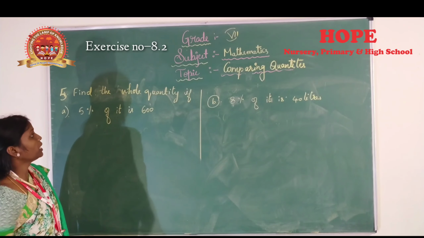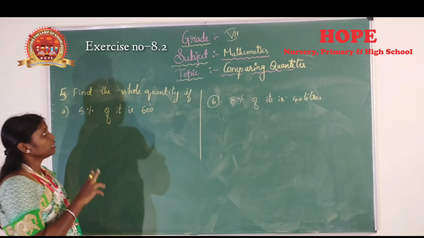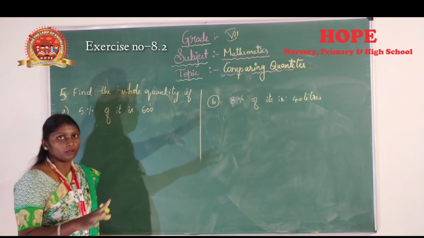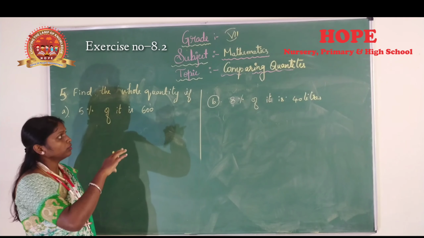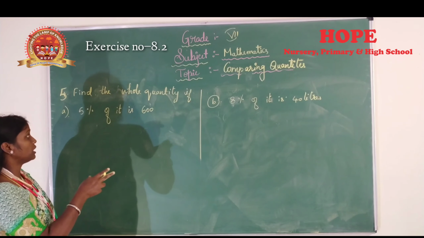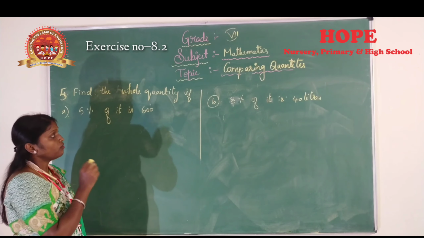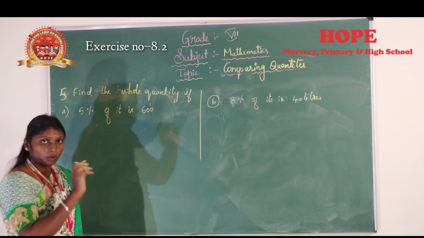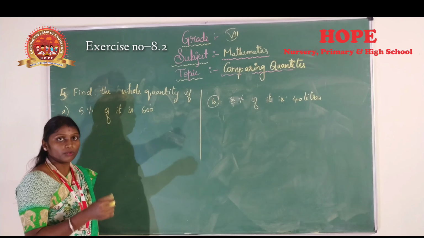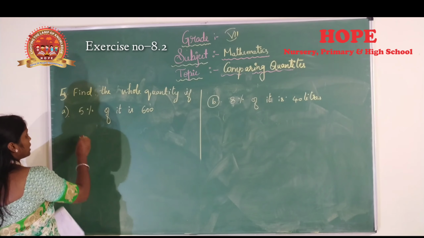Okay, the fifth line tells us to find the whole quantity if... What is the whole? We don't know. What is the perfect value? We don't know. We have to find that out. To find the whole quantity, since we don't know the whole value, we are considering the quantity as x.